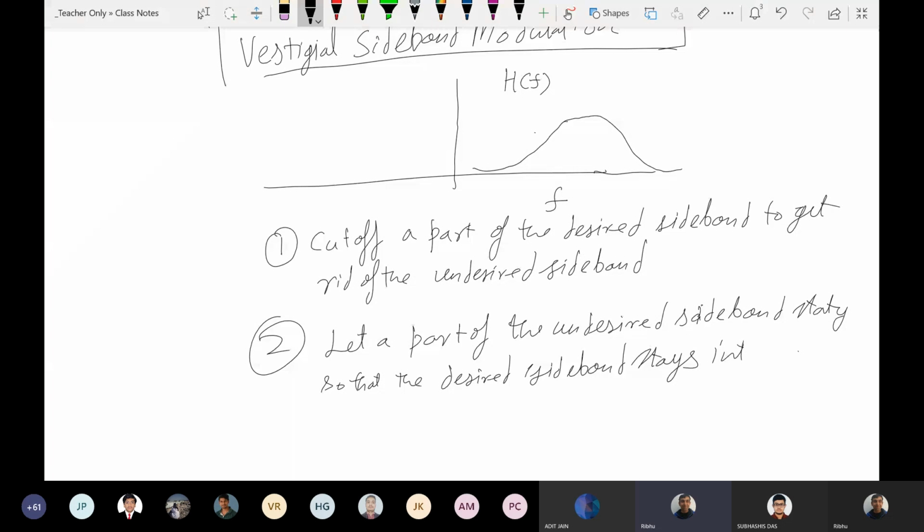What should I choose? All those in favor of choice one, raise your hands. We'll argue later. So right now I want a poll. All those in favor of choice one, raise your hands.